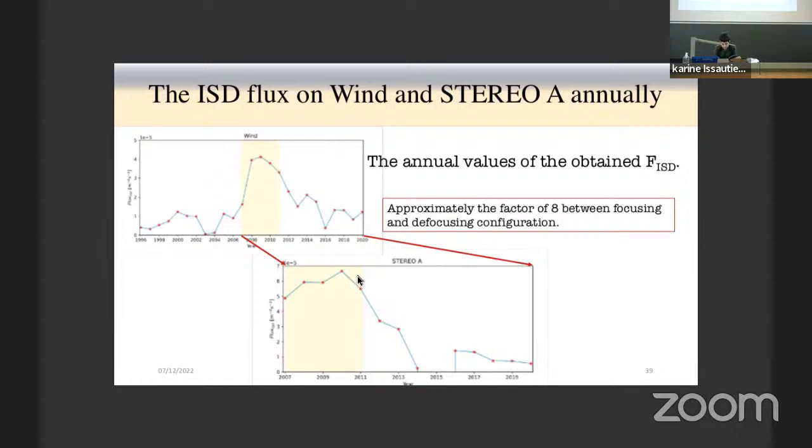Also, this is for this period because it's a different time scale. We have the STEREO data just from 2007. So here again, you can see that at the beginning of the STEREO mission, with the same conditions as here, we had a pretty high interstellar dust flux, and after that it's going down. And this is also just the beginning of our work.